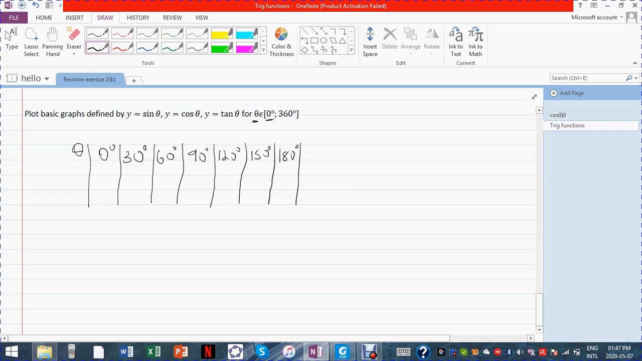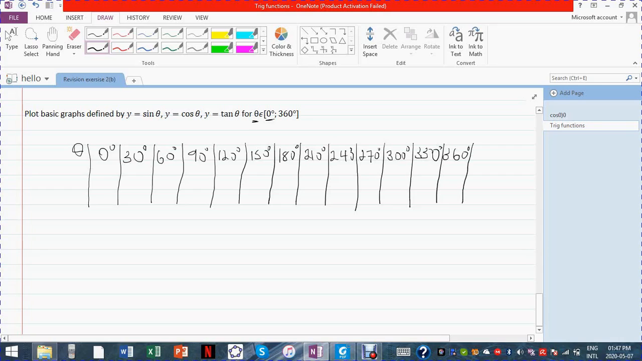180 plus 30 is 210 degrees. 210 plus 30 is 240 degrees. 240 plus 30 is 270 degrees. And 270 plus 30 is 300 degrees. 300 plus 30 is 330 degrees. 330 plus 30 is 360. This is the last point.